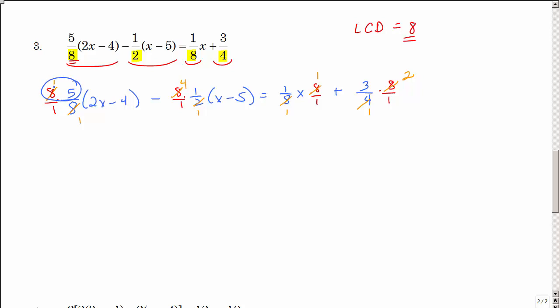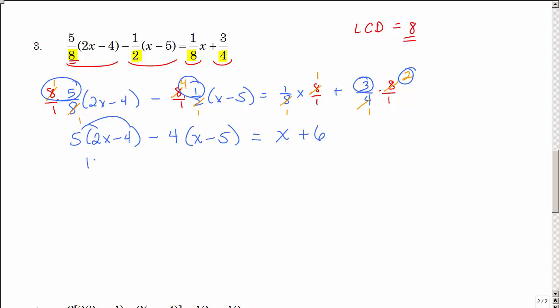Okay, so I'm going to multiply that together, so that's 5. Keep the parenthesis exactly the same, minus 4. Keep the parenthesis exactly the same. That is 1x plus 2 times 3 is 6. Now we're going to distribute. Remember, we're going to distribute a negative 4. Oops, I don't know why I put that equal sign. Okay, so I have minus 4x plus 20.